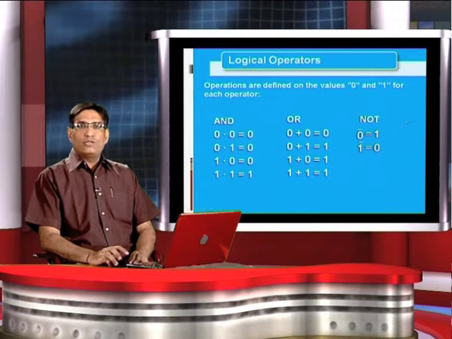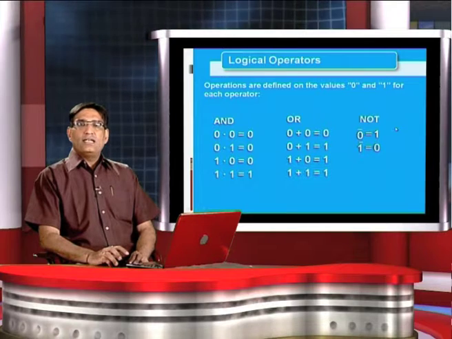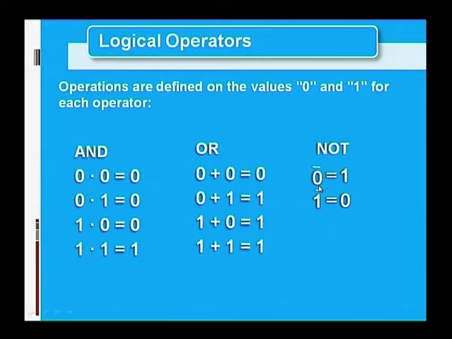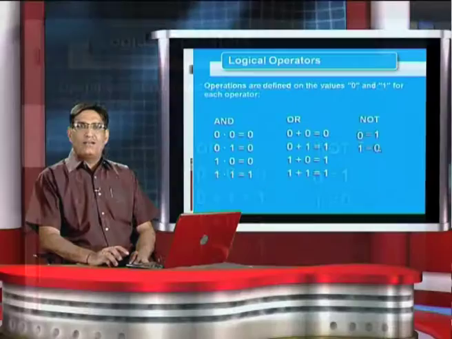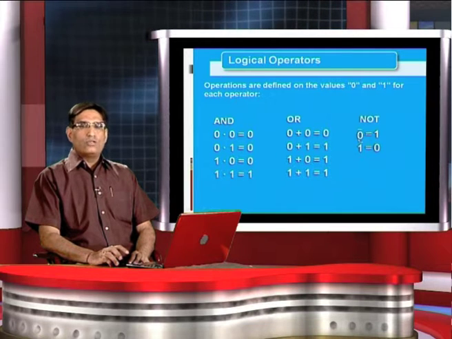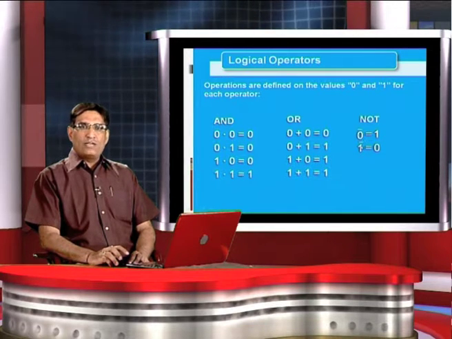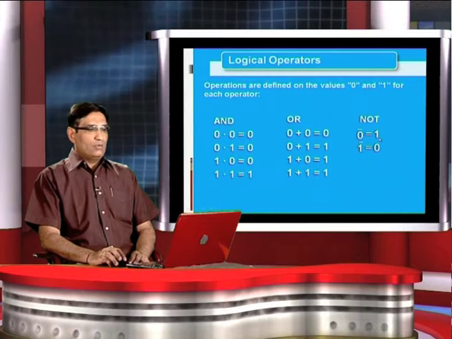Now let us move to the NOT or negation logic. Negation logic says that if 0 is complemented, it becomes 1. If 1 is complemented, it becomes 0, or in other words, if the input is 0, the output is 1. If the input is 1, the output is 0.